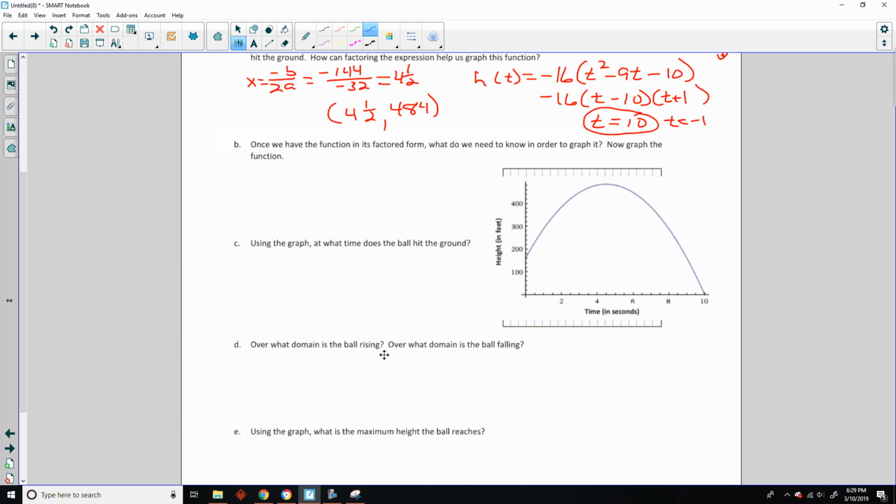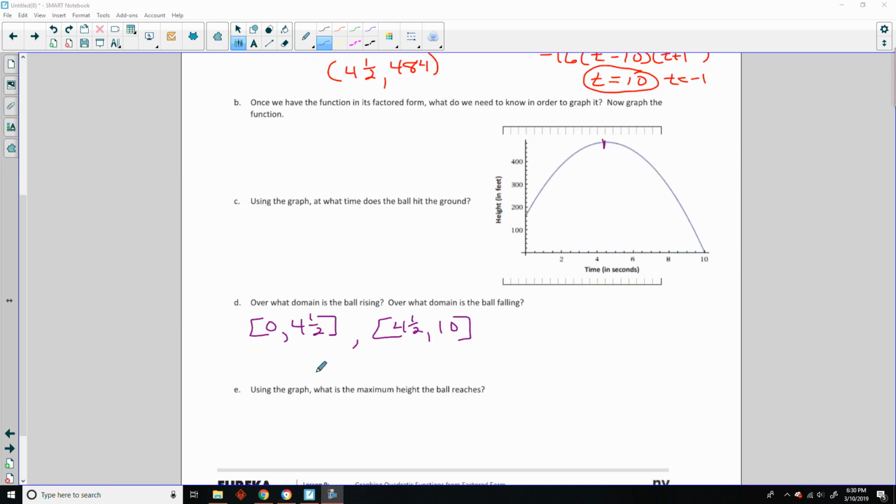Over what domain is the ball rising? Okay, now that's going to be from 0, from the initial point till we shoot it out of the gun, until it gets to this point right here, which is 4.5 seconds. Over what domain is the ball falling? Well, it was falling from that 4.5 second point all the way to the 10 second point when it hits the ground and it's no longer falling. Okay, it says using the graph, what is the maximum height the ball reaches? Well, we already knew that it was 484 feet.